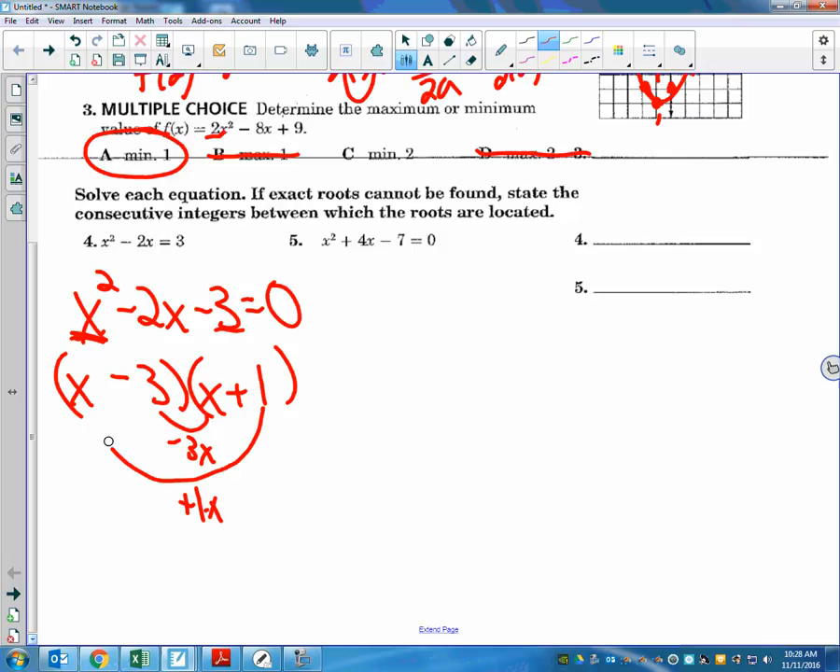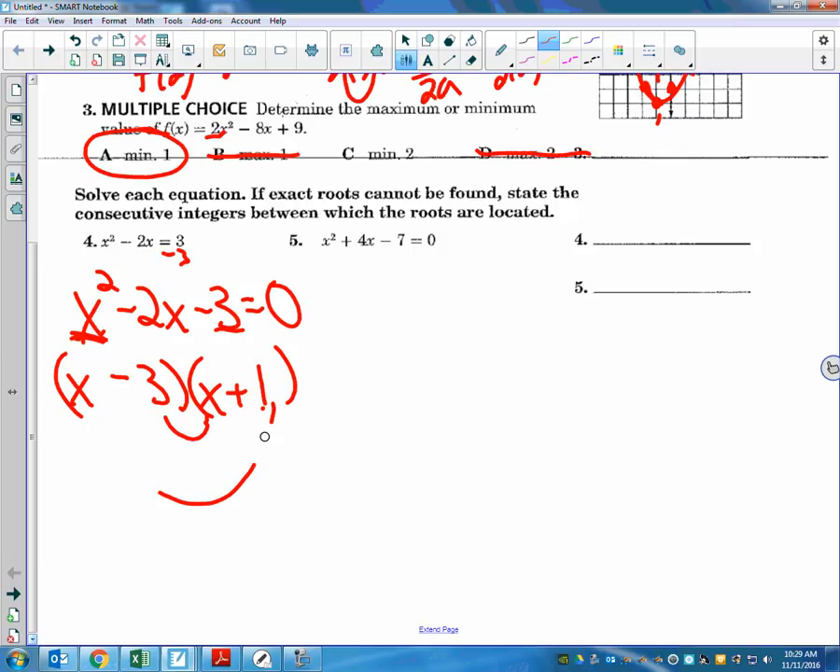Yes, Austin? Quick question. How do you know that 3 is like minus 3? Why not plus 3? Because I need a negative 2 in the middle, right? Oh, because I had to get it equal to 0. So if I want to move that over, I have to do the opposite, right? The only way I can move it across the equal sign is to do the opposite. So since it's a positive 3 right now, I can't move it over unless I do the opposite to make it equal 0.